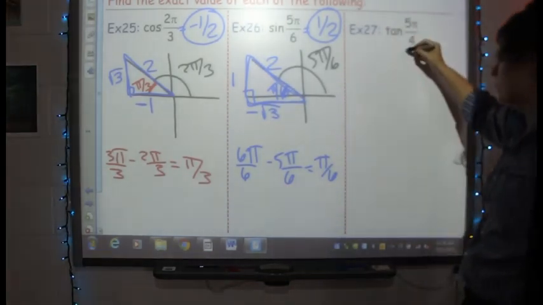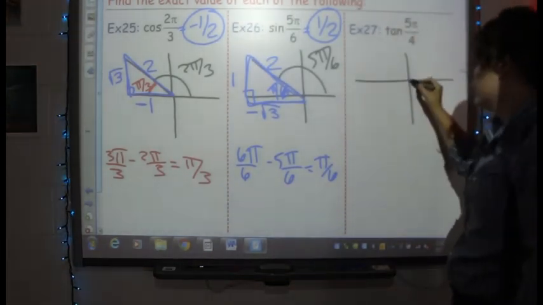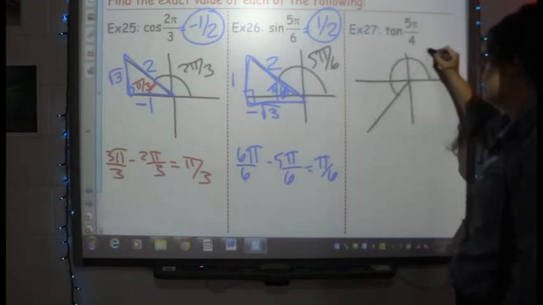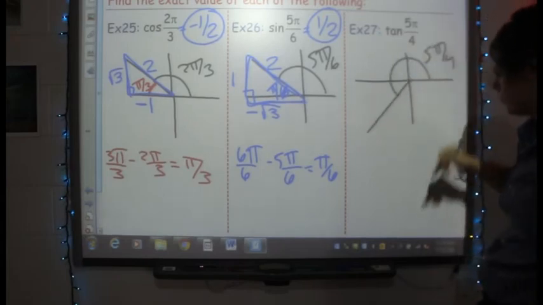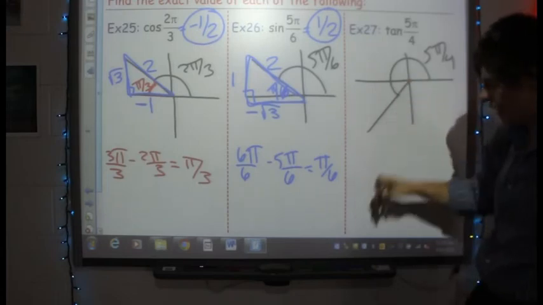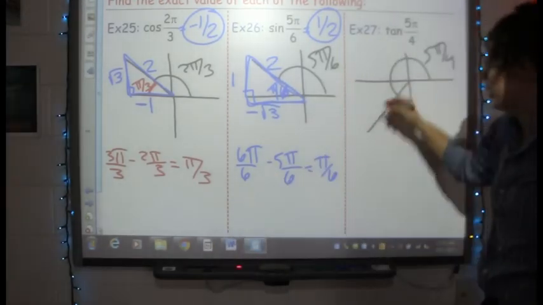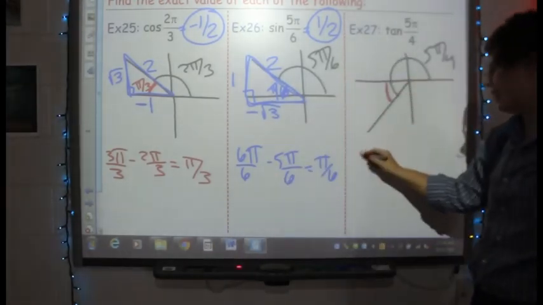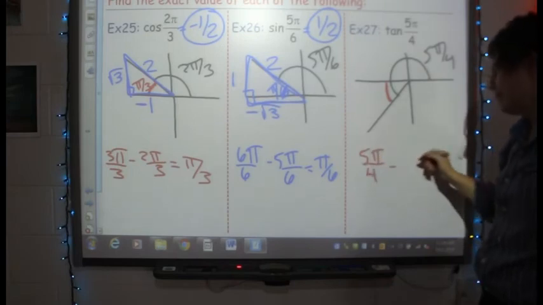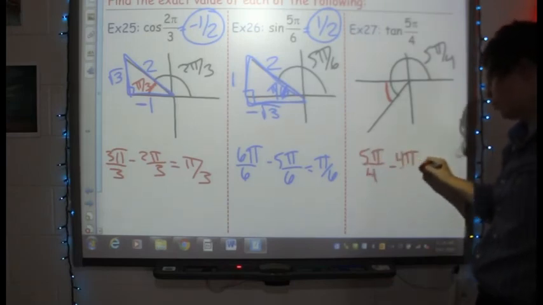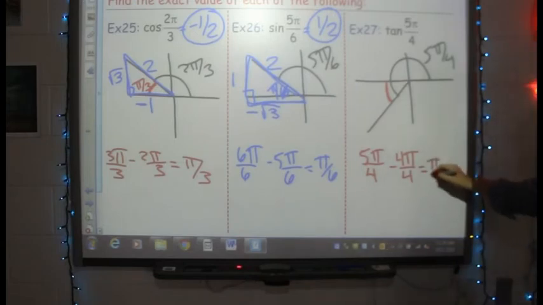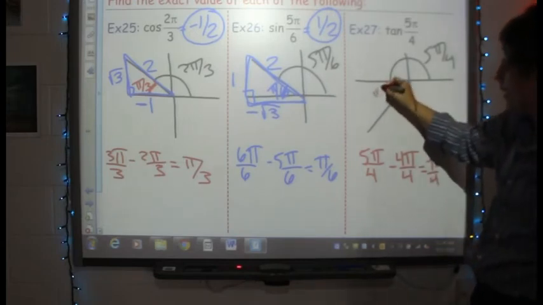All right, for tangent here we have 5 pi over 4. 5 over 4 is just past 1, which means I'm going to be down here in the third quadrant. So this angle is 5 pi over 4. To find my reference angle, I'm going to say 5 pi over 4 minus pi, which I can write as 4 pi over 4, gives me pi over 4. So my reference angle is pi over 4.